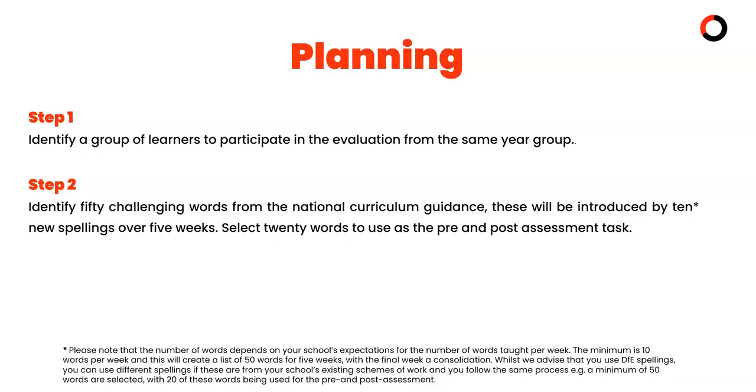Whilst we advise that you use the DFE spellings, you can use different spellings if these are from your school's existing schemes of work and you follow the same process. E.g., a minimum of 50 words are selected, with 20 of these being used for the pre and post assessment. You will find assessment guidance in the resource folder.